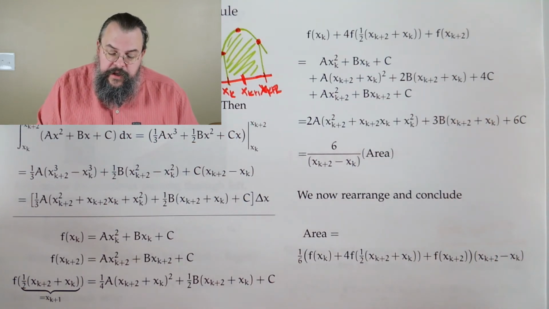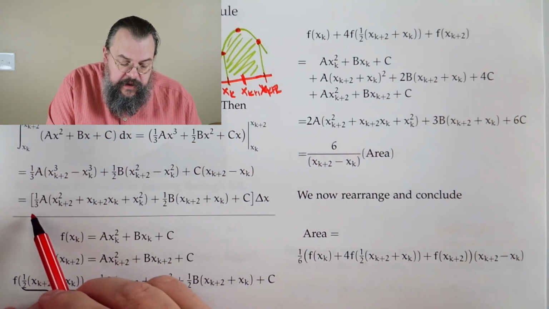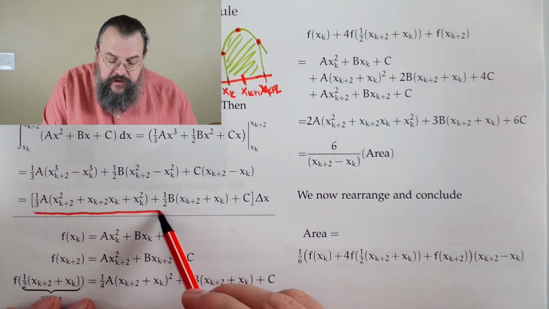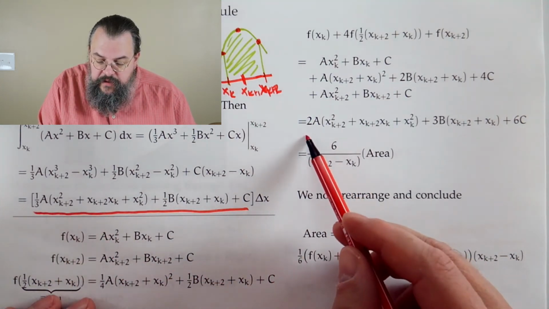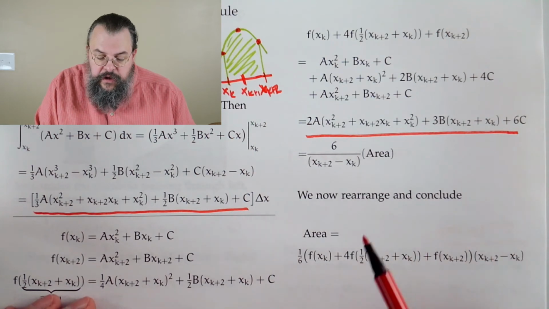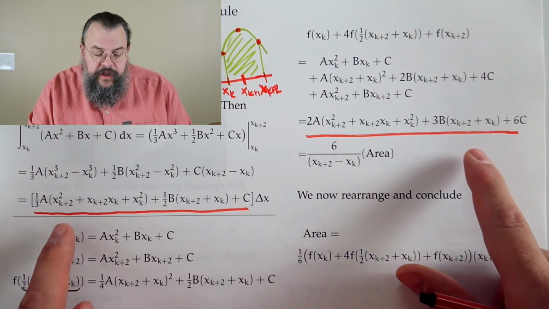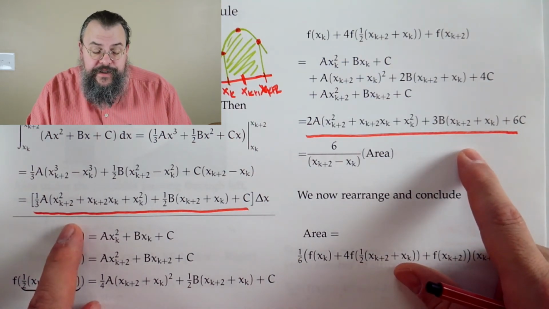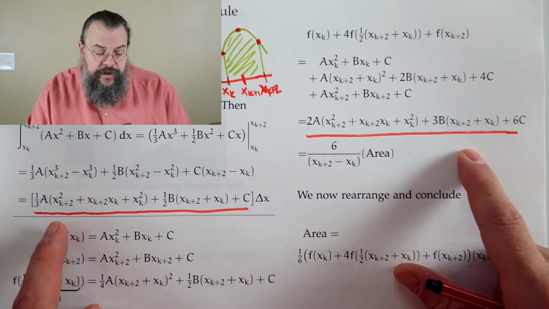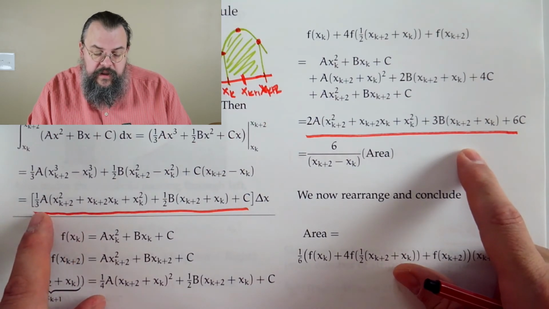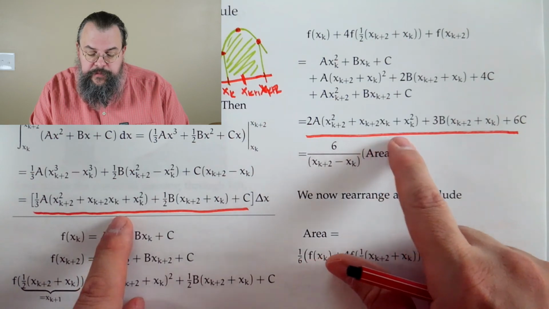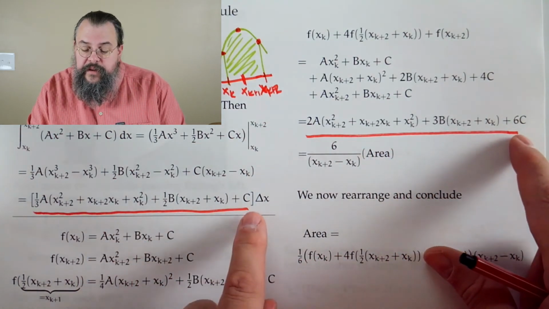And now it really comes down to saying, hey, compare this piece to that piece, and what do we see? Well, we see they're off by a factor of 6. So if you multiply this by 6, then you get your 2a times that term, 3b times that term, and 6c.